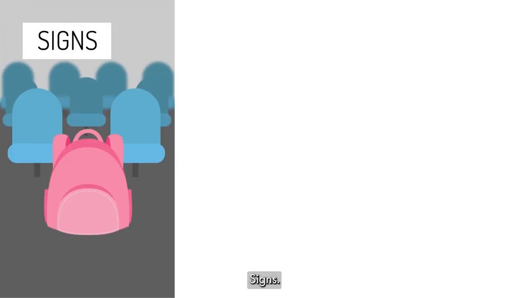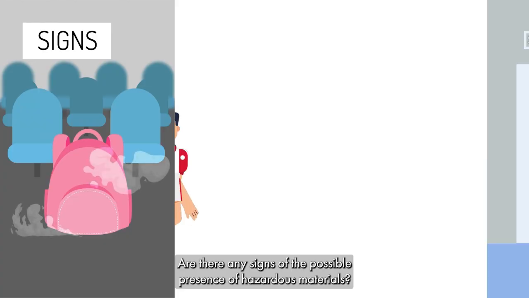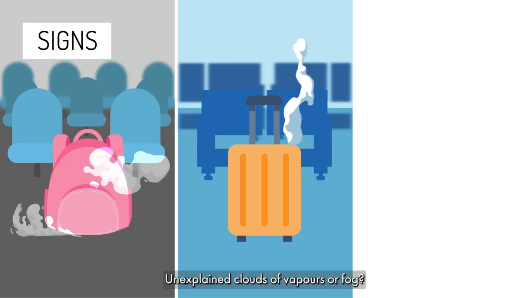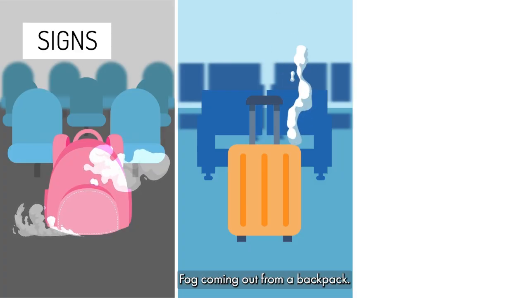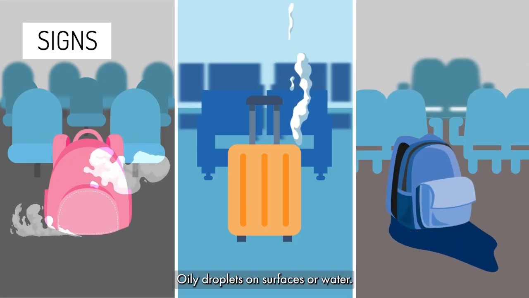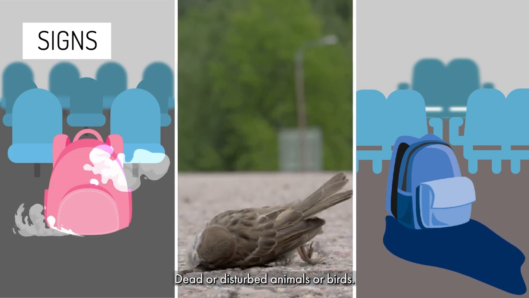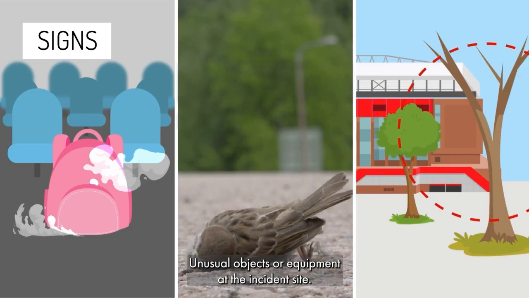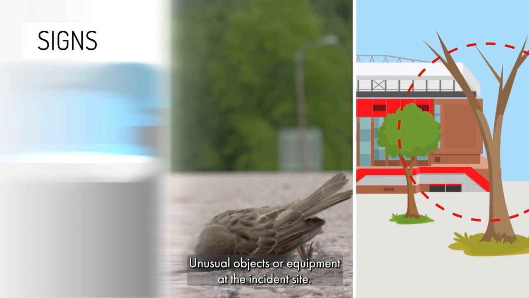Signs. Are there any signs of the possible presence of hazardous materials? Unexplained clouds of vapors or fog. Fog coming out from a backpack. Oily droplets on surfaces or water. Dead or disturbed animals or birds. Withered plants. Unusual objects or equipment at the incident site.